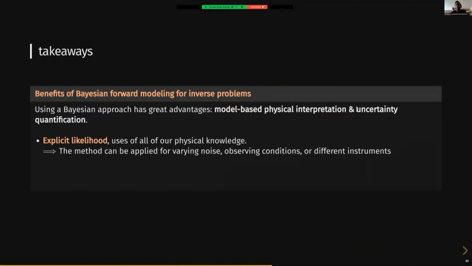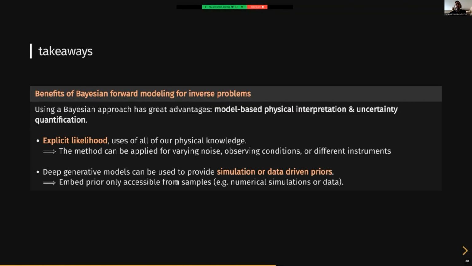So in particular, the explicit likelihood is nice because if you are able to solve the problem, you can change the likelihood for a slightly different problem. So for instance, let's say your observations are done with slightly different noise. That is just a matter of changing slightly the likelihood. And then you don't need to retrain anything. You can rerun your inference method on this. And again, this is just a way to highlight the power of generative models as data and simulation-driven priors.